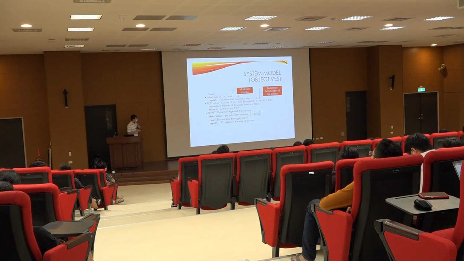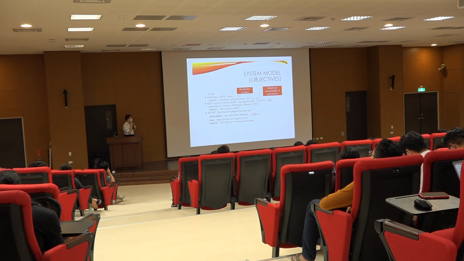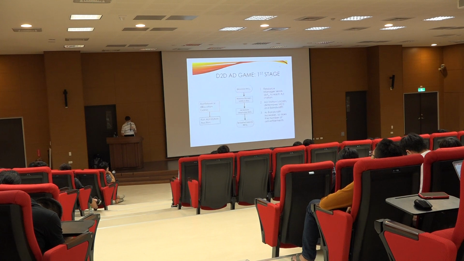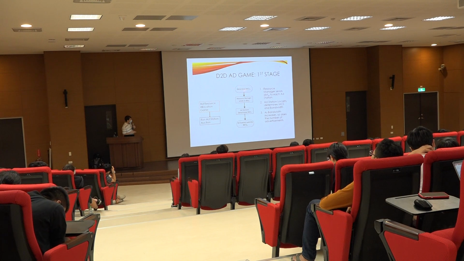This is a per advertiser demand, saying essentially how much each advertiser needs to pay, or how many resources they need based on their bit demand divided by their resource block capacity. And then based on this, it runs an auction for the supply curve being here resource blocks, and then the ad station's winning allocation is determined. So once again, this is a stage game that says, this is an ad resource allocation game. It says determine your MCS.